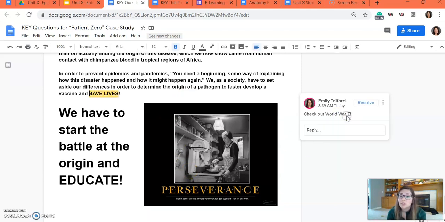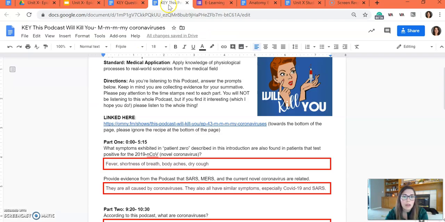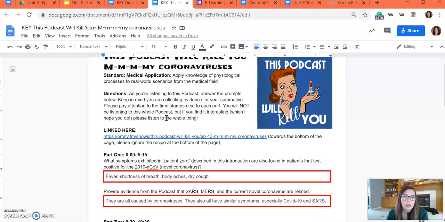Also, if you're interested more about how governments respond to pandemics, there's a really great book, World War Z, written in the early 2000s, and it was made into a movie starring Brad Pitt, if you're interested in checking that out.